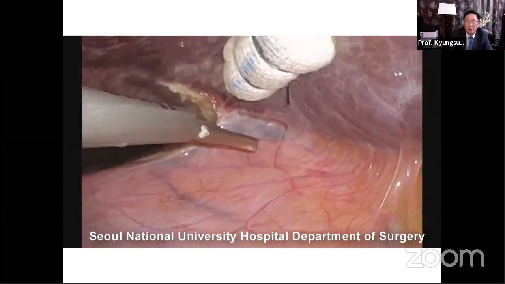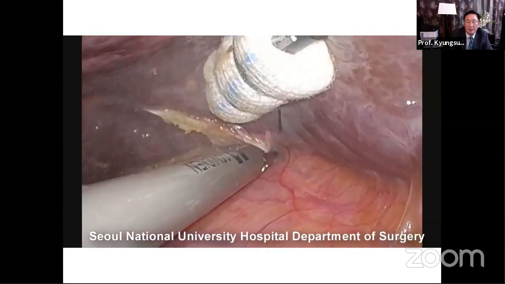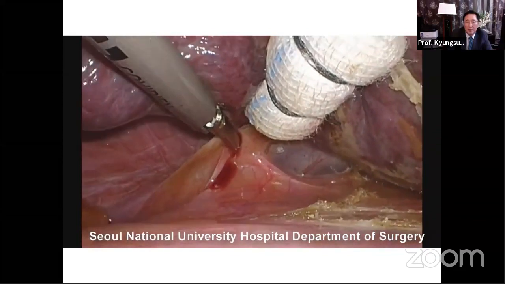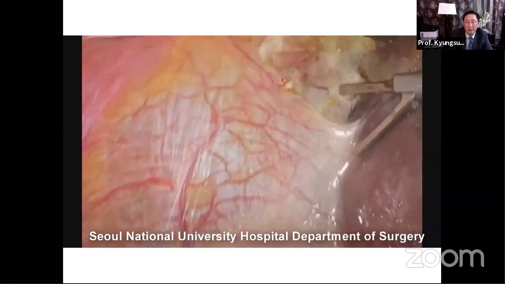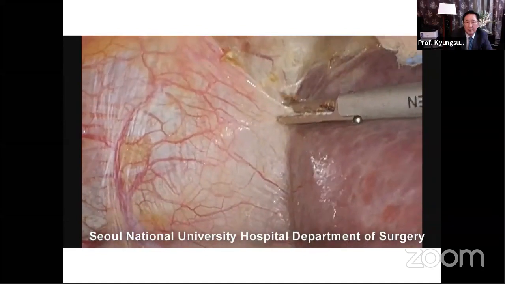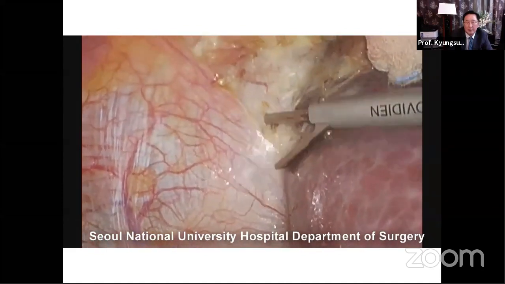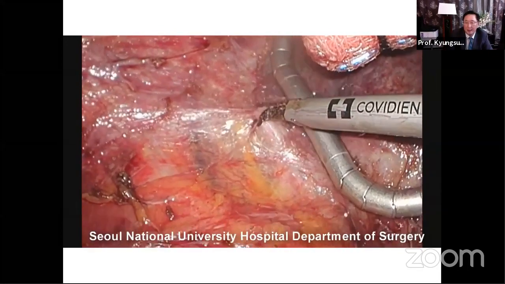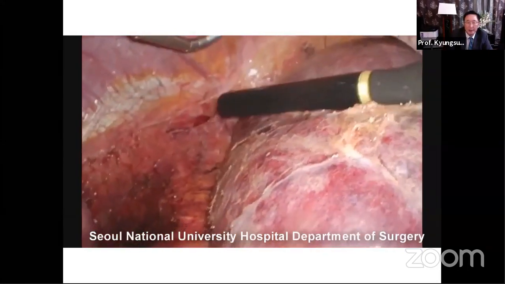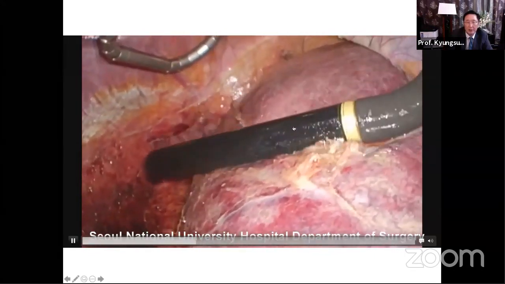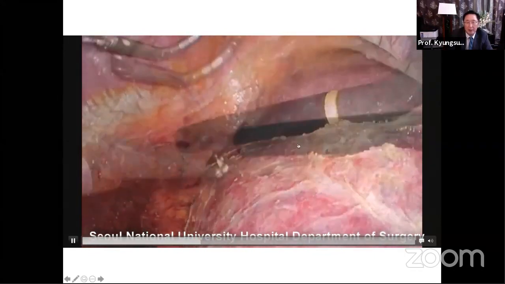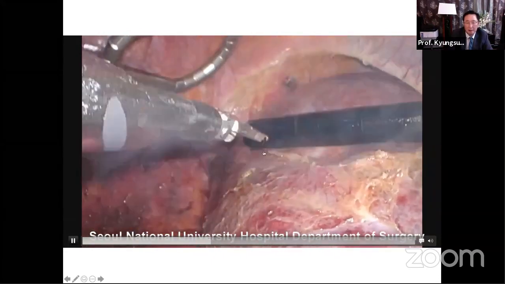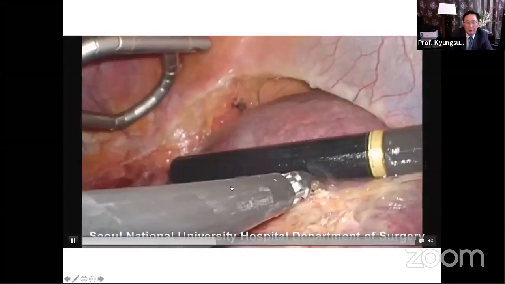The right liver is mobilized, dissecting some inferior adhesions and the peritoneal reflection, and the lateral part of the coronary ligament is dissected. The liver is fully mobilized to the left, so in that case we can see the tumor like that. We can identify the tumor with ultrasonography and mark it with electric cautery, with sufficient margins.